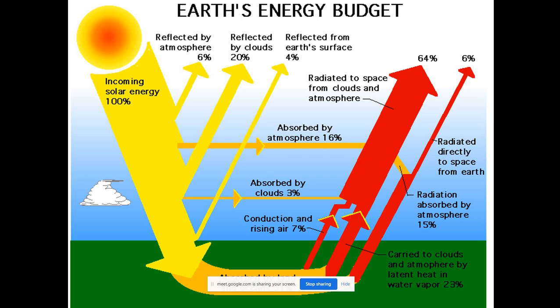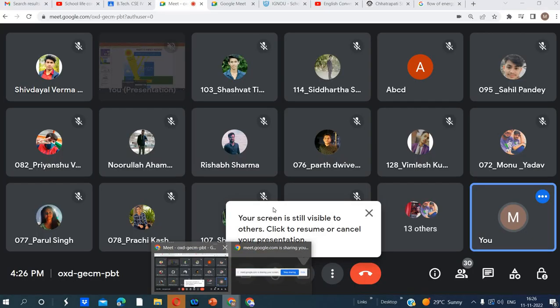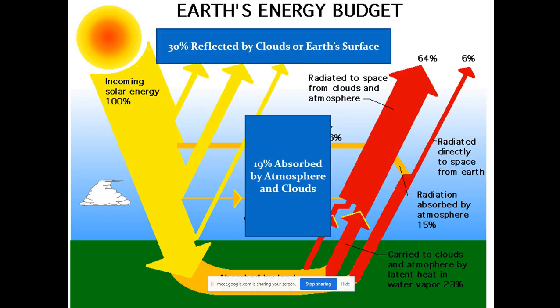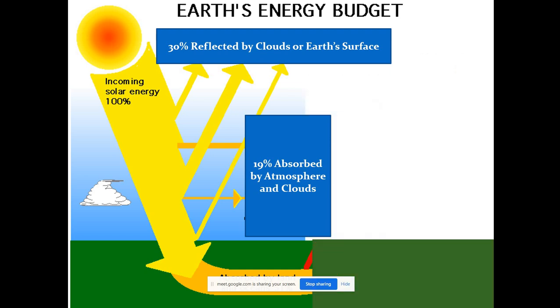The sun emits a total of 100% of energy. Okay, 19% is absorbed by the atmosphere and clouds, if we see in total. Now 30% is reflected by clouds or Earth's surface. 0.023% is absorbed by plants. So only a small amount of energy is absorbed by the plants. Okay, now you can see how powerful the sun is.